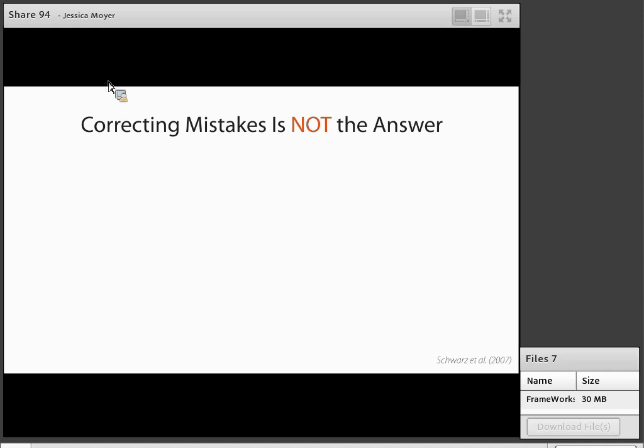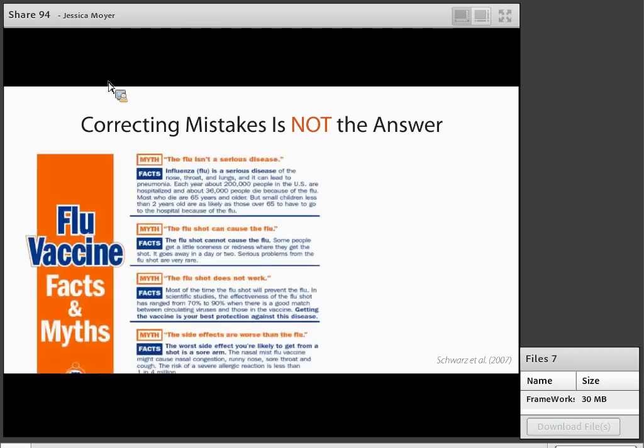Correcting mistakes is not the answer to a you say, they think problem. By correcting mistakes, I mean you all have identified perceptions that you perceive to be unhelpful, or in some cases maybe inaccurate. It might be tempting to say flat out to your audience, I know you think this is true, but actually it's not, and here's what is true instead. Here's an example of why that strategy backfires.